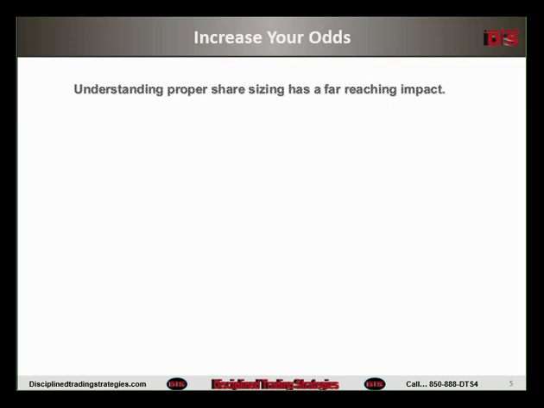And that's the problem with a lot of these topics, they give lip service to them and, oh yeah, I understand that. But you don't really understand it. Everybody just wants to get to, oh, show me a chart, show me the magic strategy, let me start raking in money. That's all people think about. And you can't do that without having all the proper foundation. So the first one I pulled out here is understanding proper share sizing has a far-reaching impact.